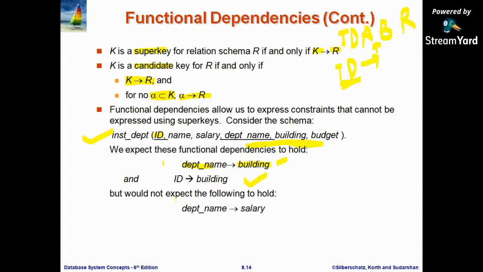But which functional dependency does not hold? The department name tends to salary. The salary is associated with every ID, every employee. And if the department name is the same, salary is not going to be the same. In CS, I have 10 faculties. Everyone's salary is going to be different. Even if the department name is the same, salary is going to be different because salary is associated with employees, with the faculties, not with the department. So this functional dependency does not hold.